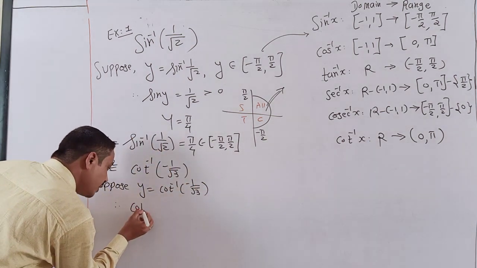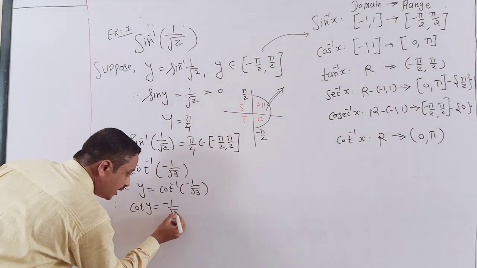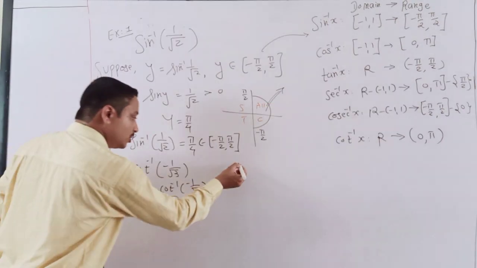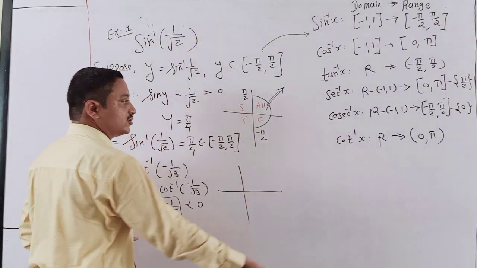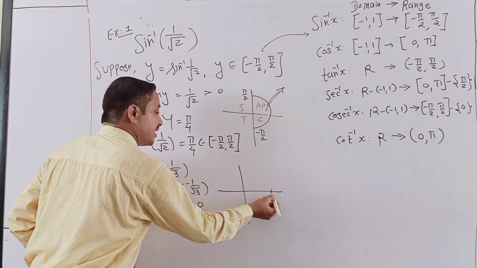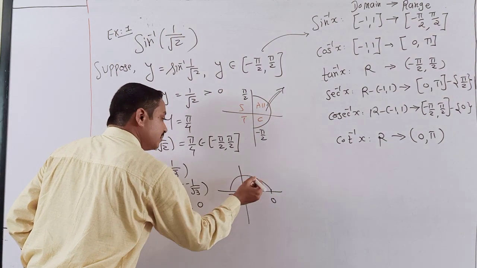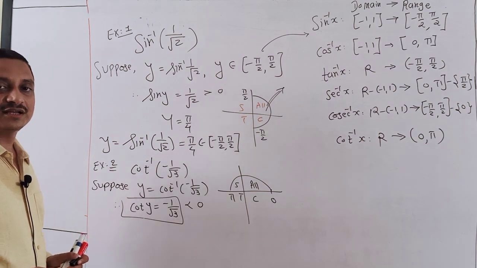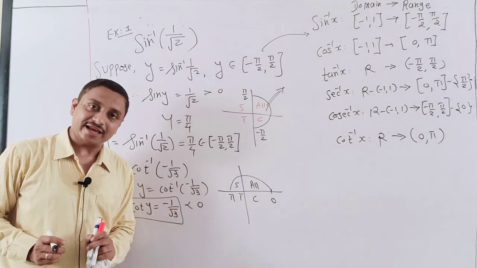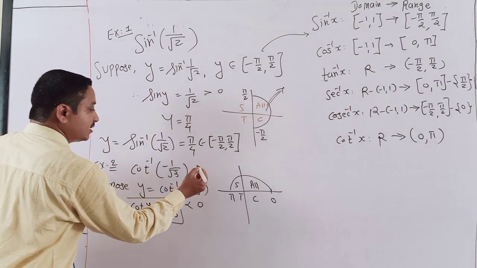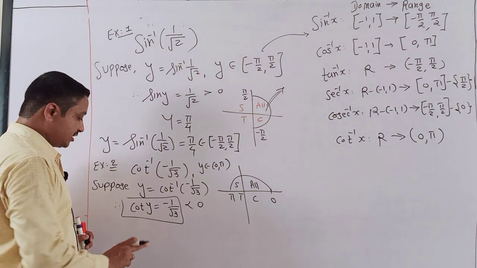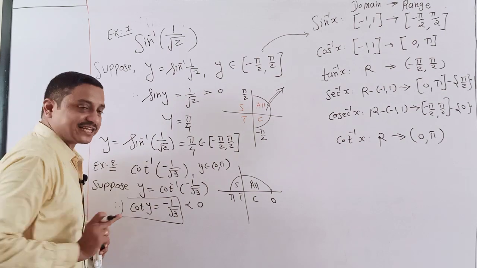So what is cot y? Minus 1 by root 3. But look at that, it is a negative value. So in this range, what is the range of the cot inverse function? Yes, 0 to pi. It means all ASTC wise, the first quadrant is covered, either second. Here also you mentioned y belongs to open bracket 0 to pi. So for cot negative, definitely second quadrant.